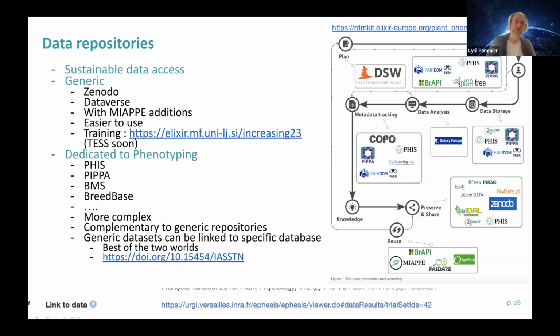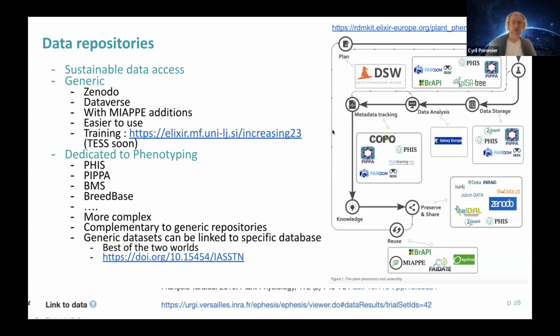And by doing this, you will ensure that your data are really correctly described and that they can really be reused. For this, there has been a training a couple of weeks ago. The training material as well as the recording are available on this URL. And there will be also linked on TESS, the ELIXIR training material portal, so it will be available there soon.